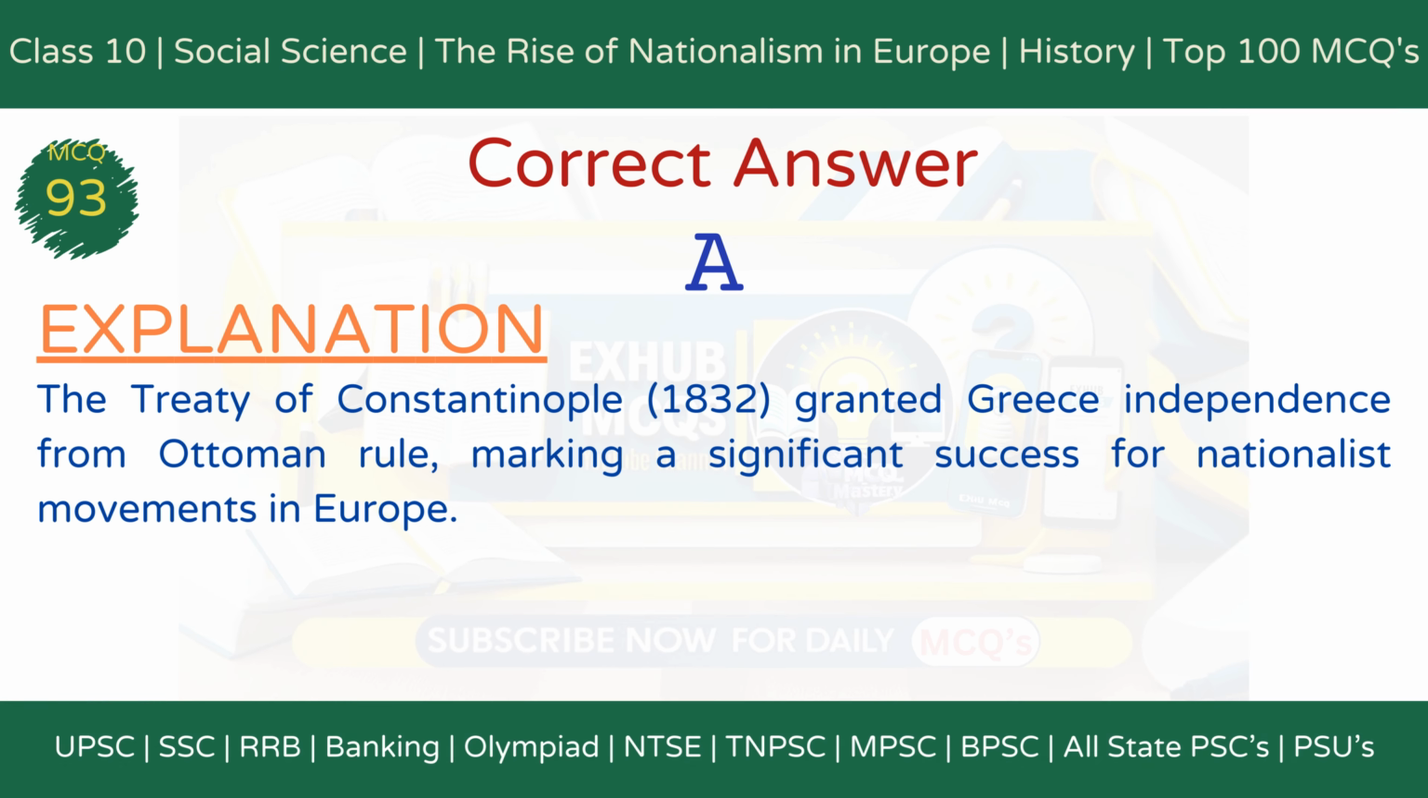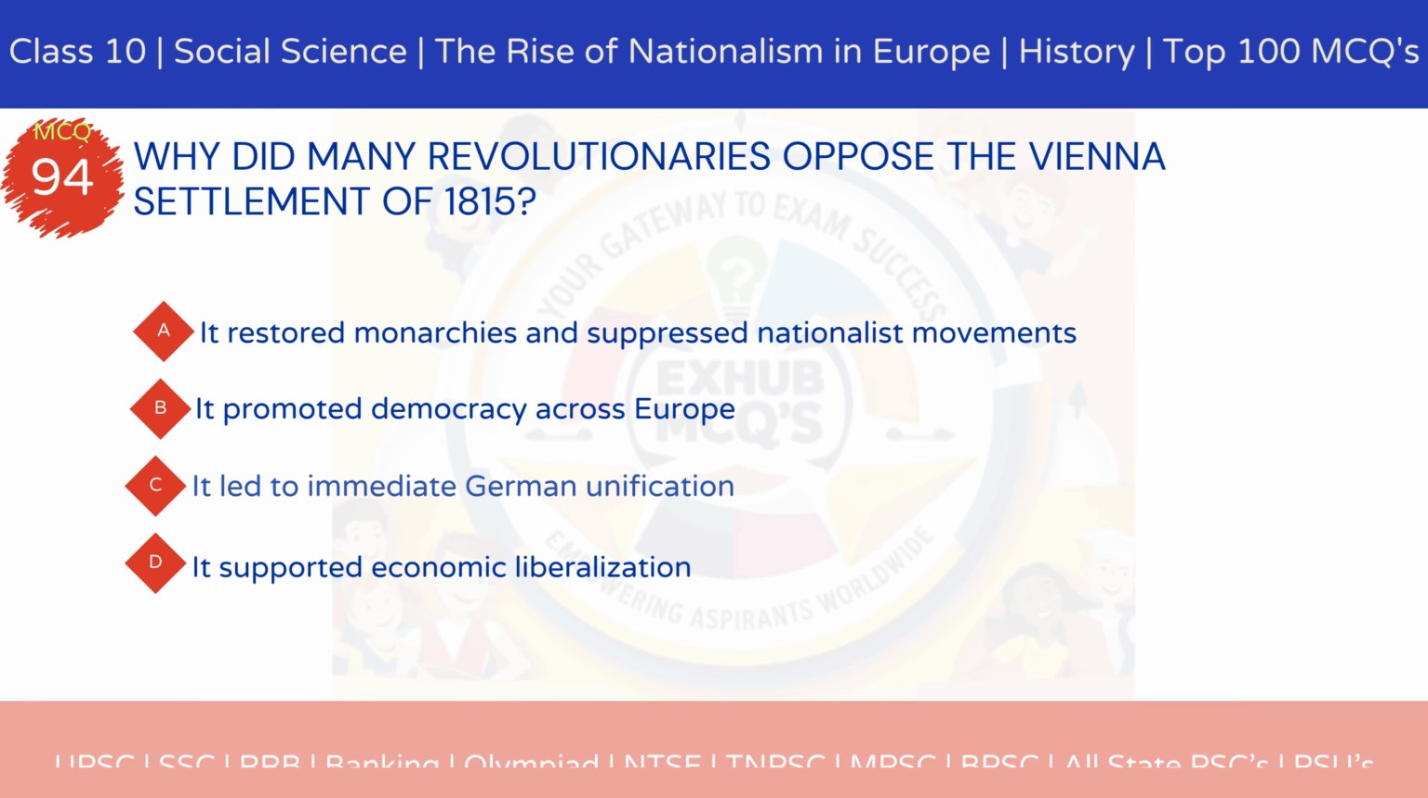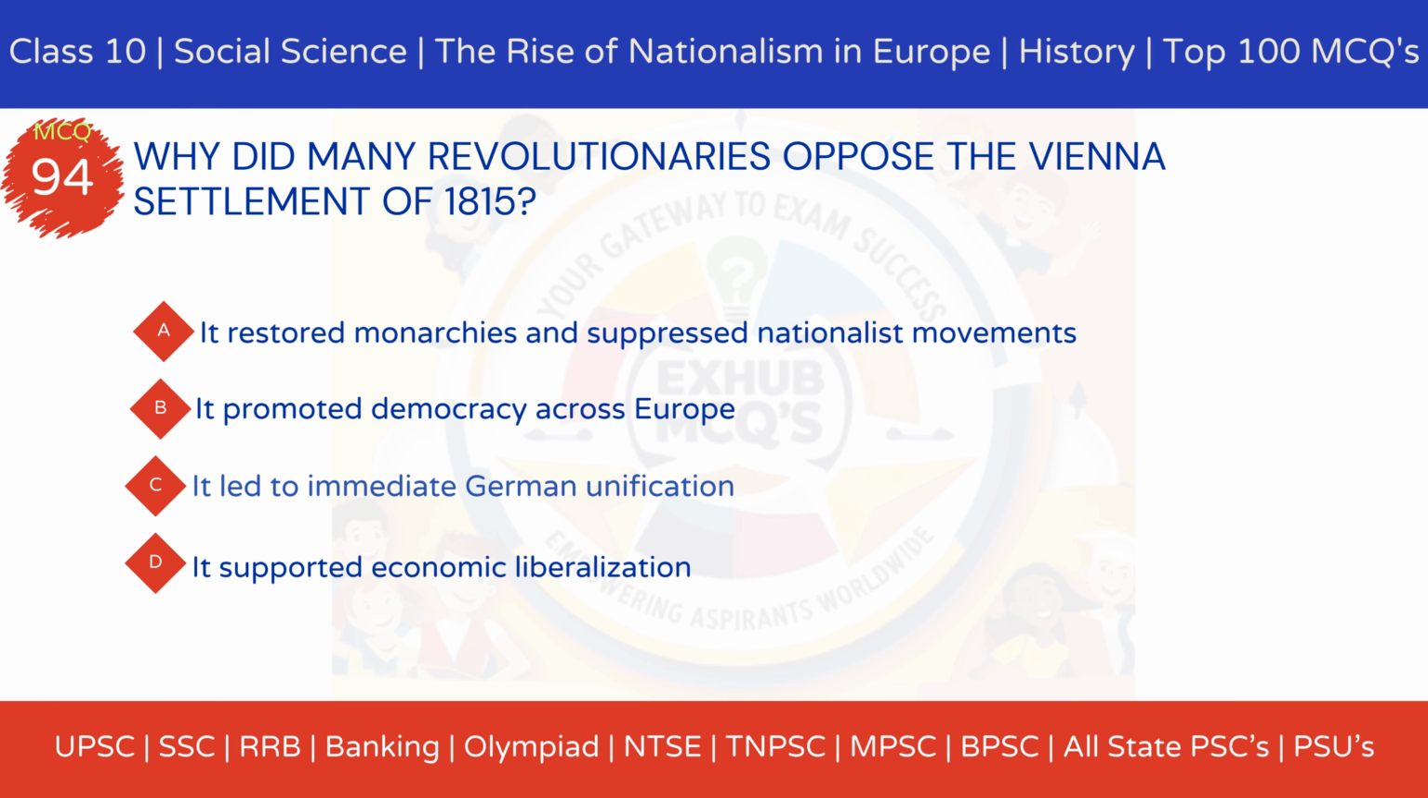The correct answer is option A. It recognized Greece as an independent nation. Explanation: the Treaty of Constantinople, 1832, granted Greece independence from Ottoman rule, marking a significant success for nationalist movements in Europe. MCQ 94. Why did many revolutionaries oppose the Vienna Settlement of 1815?